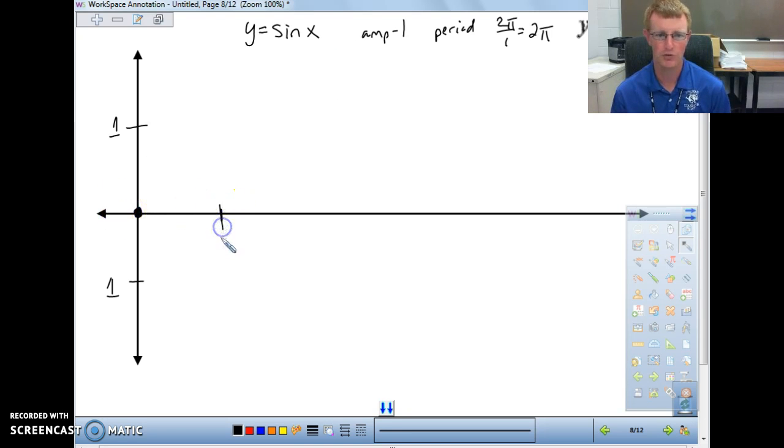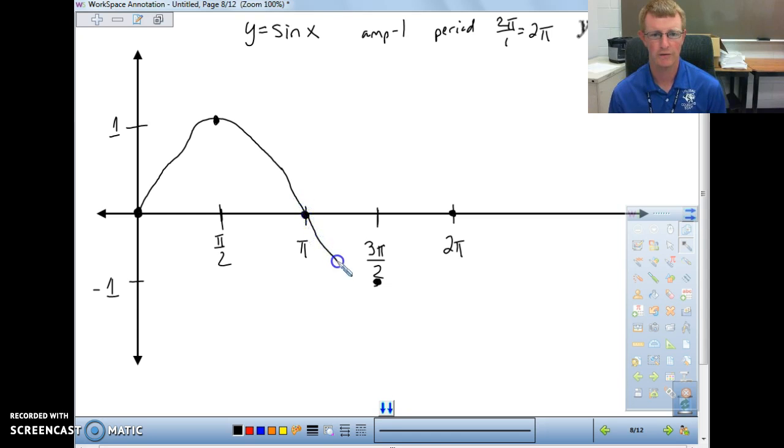Our first major point that I want to label is pi over 2. The second major point is pi. The third is 3 pi over 2. And the fourth is 2 pi. This is how we graph all generic cosine and sine functions. When we get up to pi over 2, our sine value is equal to 1. When we get over to pi, our sine value is back to 0. When we get down to 3 pi over 2, our sine value is equal to negative 1. And when we get back up to 2 pi, it's back to 0, and you should be able to see this cyclical graph.